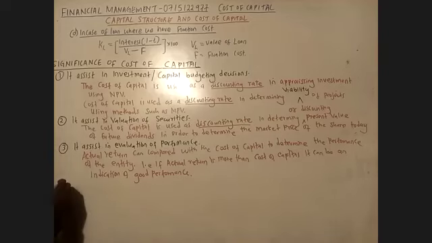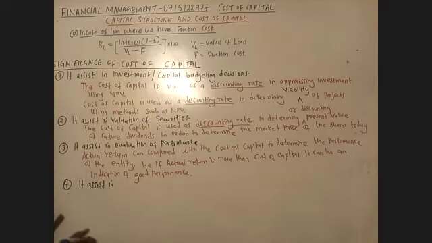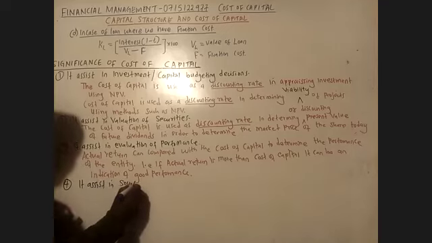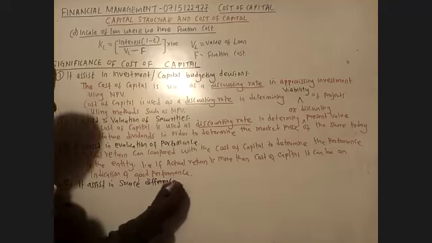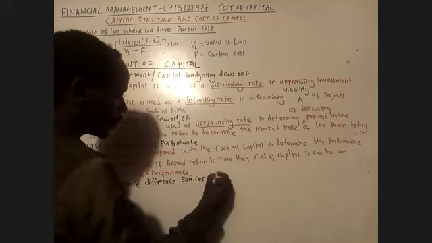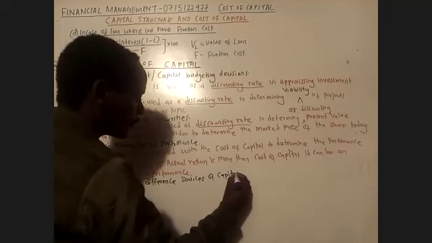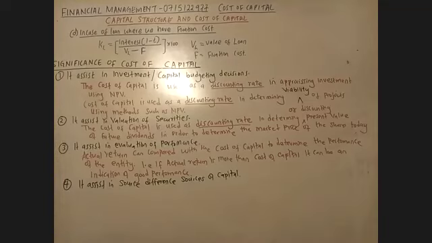Number 4, it assists in sourcing different sources of capital. Now, this cost of capital will assist the company to decide which source of finance they will accept. Now, the one which is most expensive, they will tend to ignore.